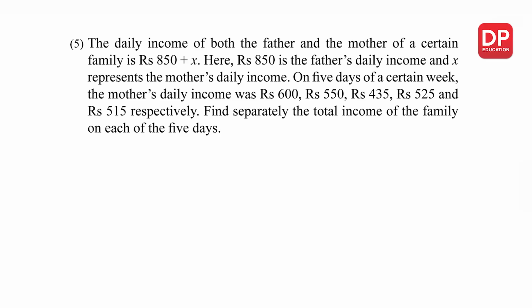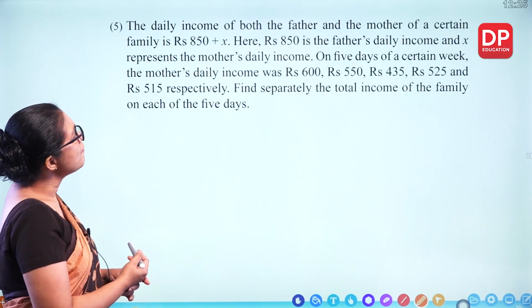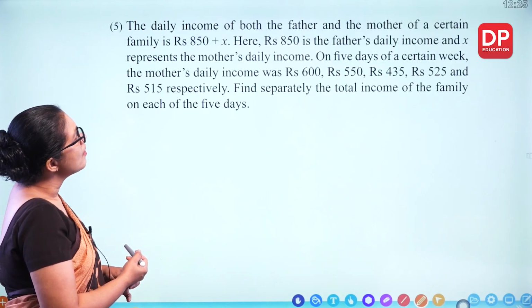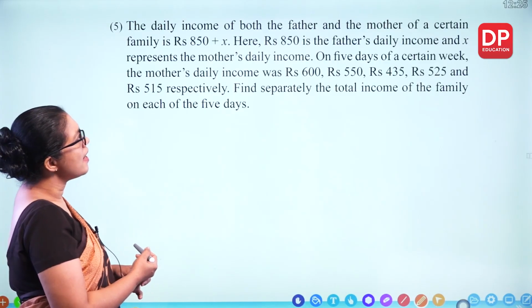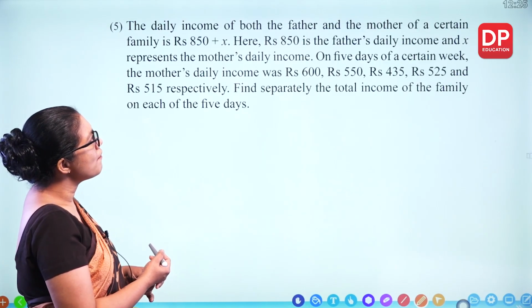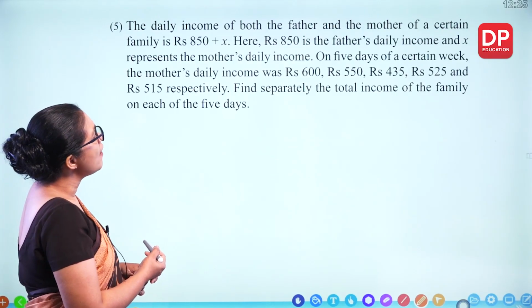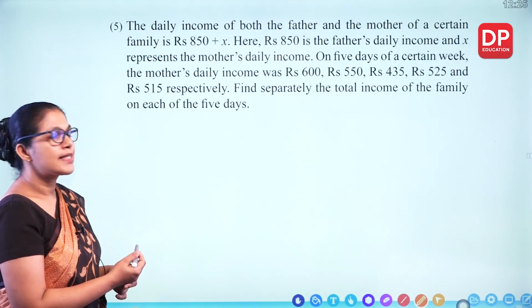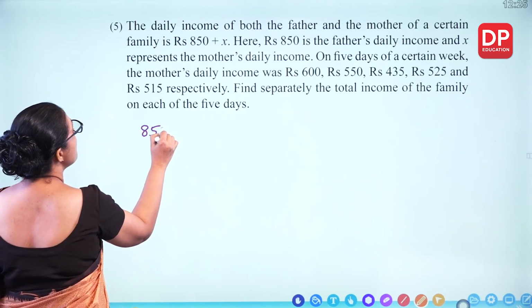The daily income of both the father and the mother of a certain family is 850 plus X. Here 850 is the father's daily income, X represents the mother's daily income. On 5 days of a certain week, the mother's daily income was 600, 550, 435, 525 and 515 respectively. Find separately the total income of the family on each of the 5 days. So you can find out 850 plus X.